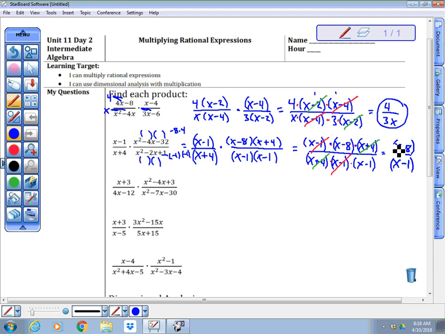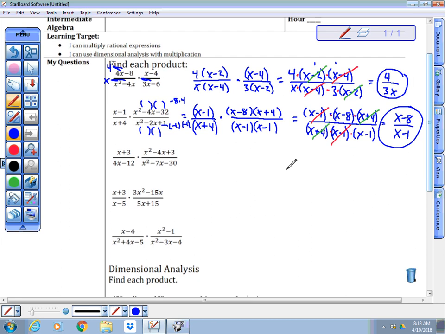Now you could have these in parentheses if you'd like to help you prevent canceling parts of it, but it's actually not necessary. We can leave it as x minus 8 on top and x minus 1 on the bottom. Keep in mind the x's do not cancel because of the fact that they are grouped. So there you go.